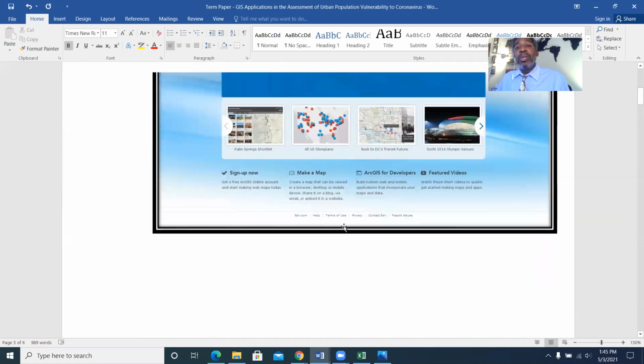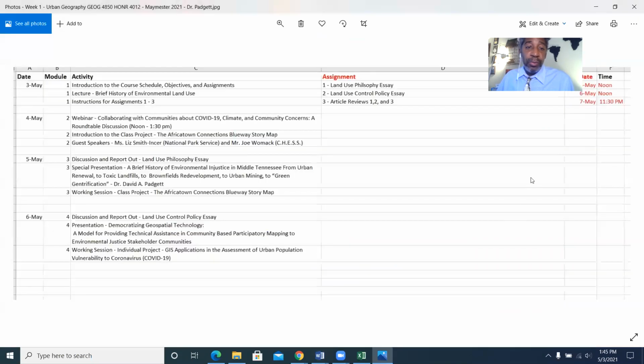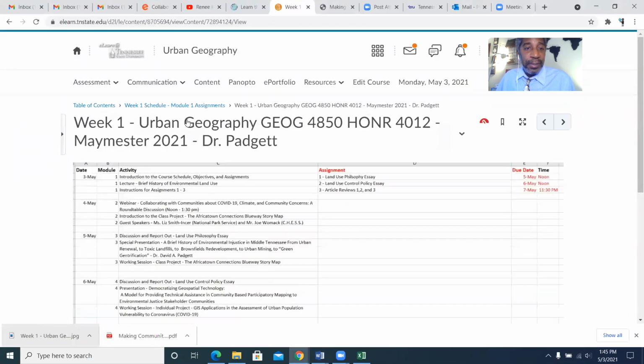You'll each do an individual term paper based upon your cities. You'll get some hands-on experience with GIS, and you'll get to spend more time thinking about COVID-19, is what it is.